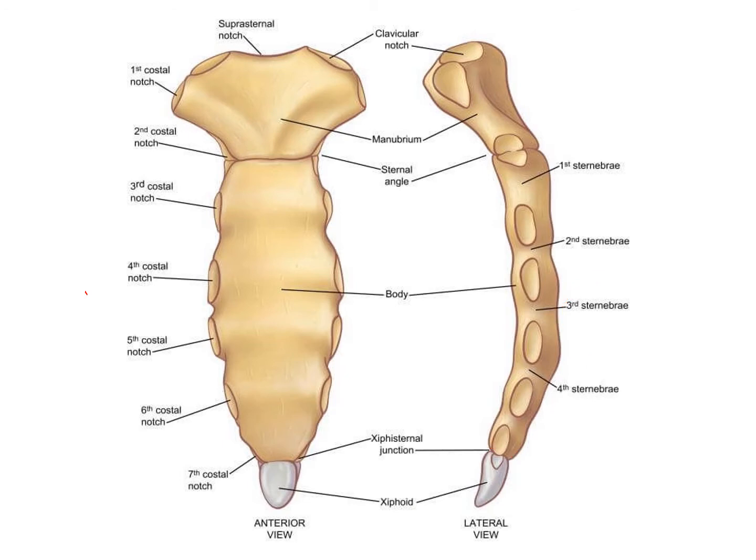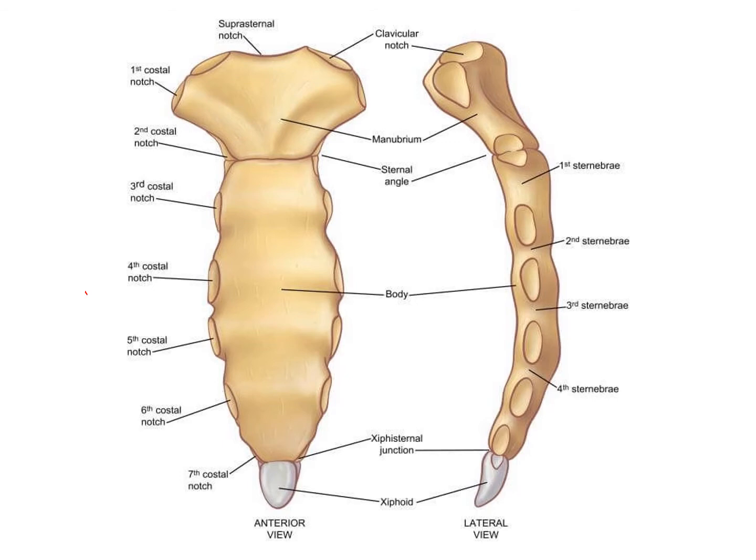You have the middle portion, which is the gladiolus, not the body. We're not going to use the term body, it's the gladiolus. And then you have the very, very end, which is the xiphoid process. It is a flat bone because you can see how it curves. And along it, it has different facets.